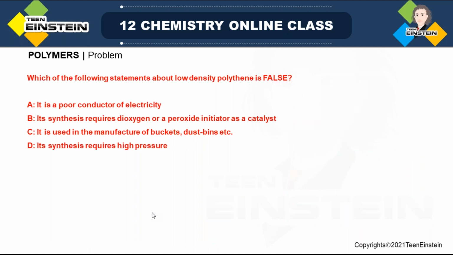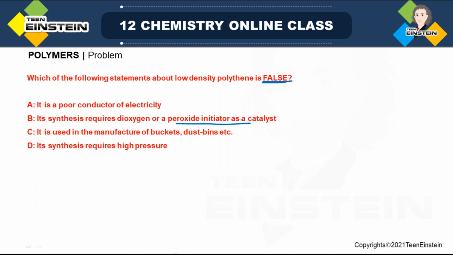Next question. Which of the following statements about low density polythene is false? We know two types of polythene, low density, high density. The first one, it is a poor conductor of electricity. Synthesis requires dioxygen or peroxide initiator as catalyst. That is to generate the odd electron, I mean the free radical. This must be present. Whether it is correct or not, that you have to understand.